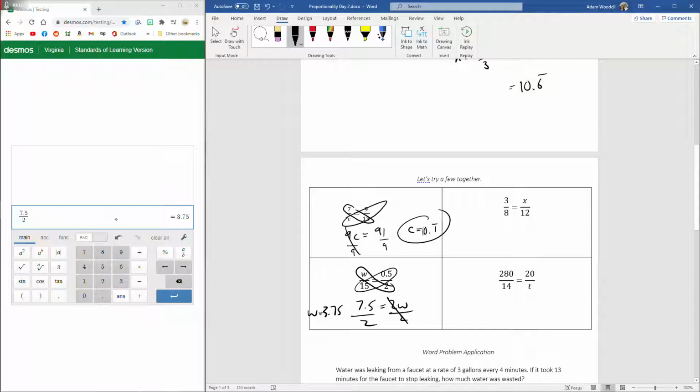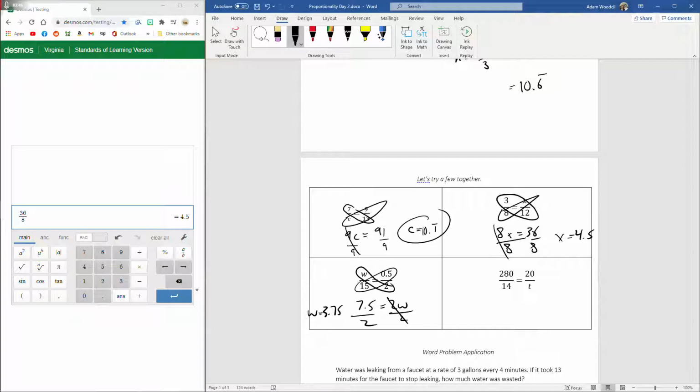Let's just keep going. 3 over 8 equals x over 12. Let's start by cross multiplying. 8 times x is 8x. 3 times 12 is 36. Divide by your coefficient, and you end up with whatever 36 divided by 8 is, 4.5. So you'll notice all of these end up being the same kind of question, where you have your proportion, something's missing, find that scale factor or find your cross multiply, and you should be good to go.